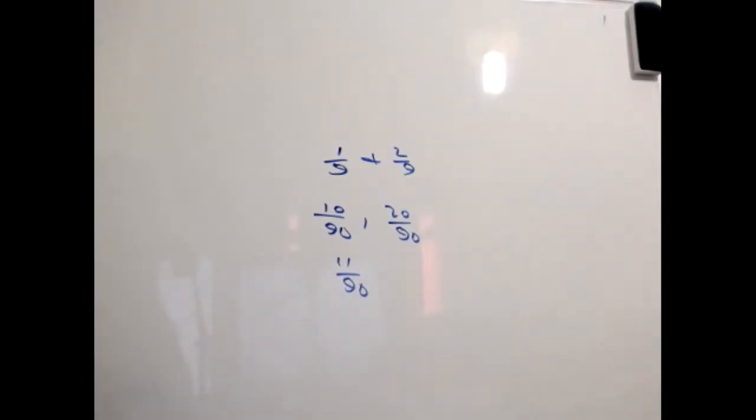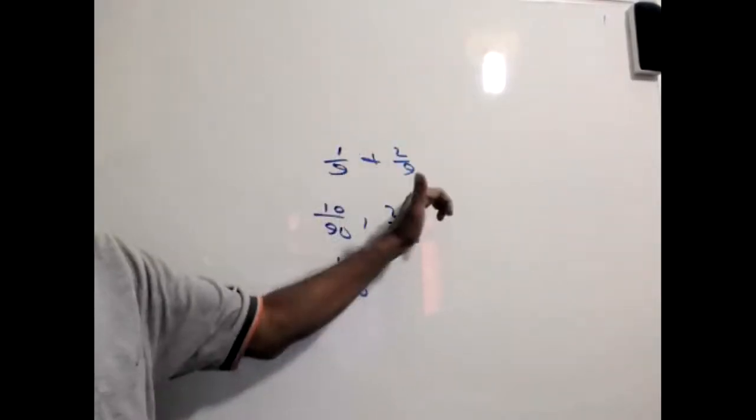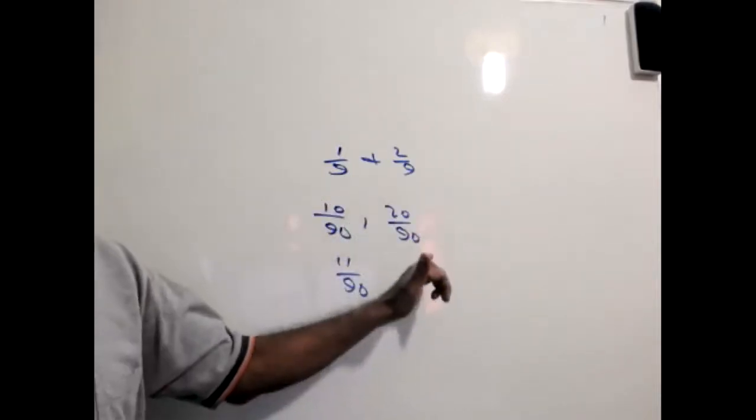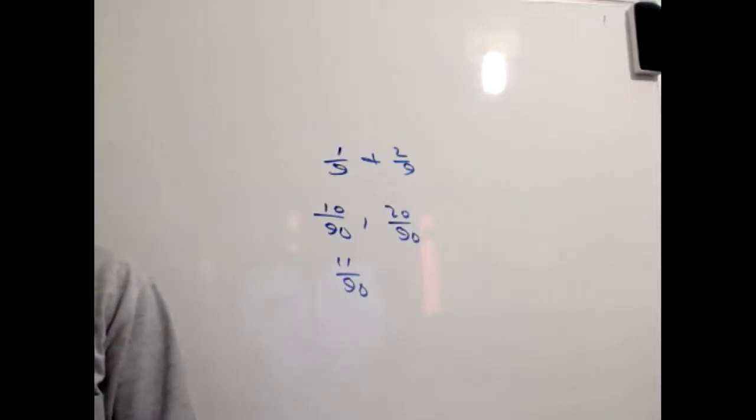Correct or no? We just multiply 1 by 9, 2 by 9 by 10. So 10 by 90 and 20 by 90. So 11 by 90, 12 by 90. Yeah, right?